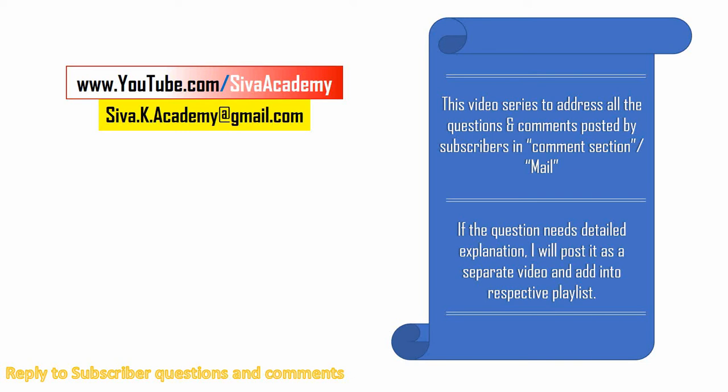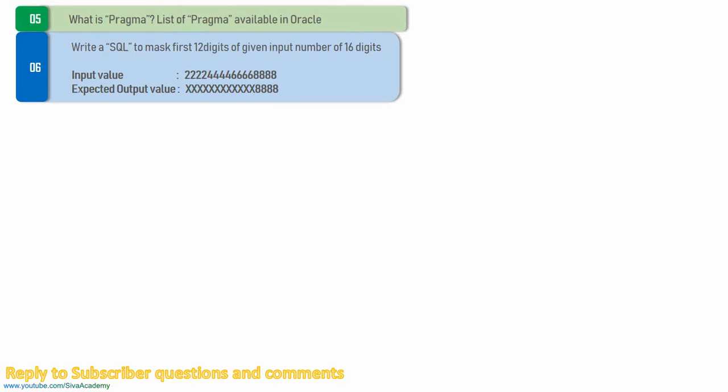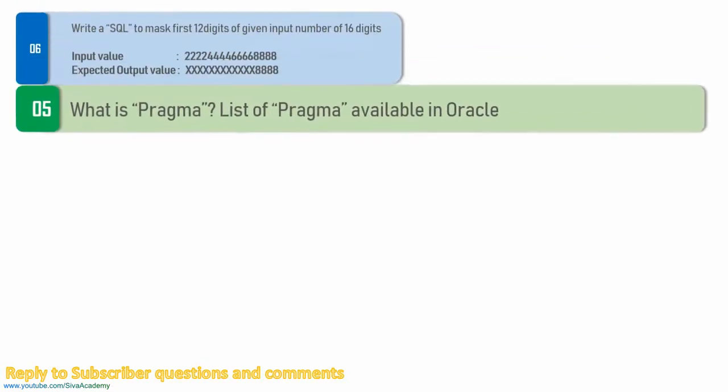So as a continuation of that, in this video, we'll see two interesting questions. The first question is, what is pragma and what is the list of pragmas available in Oracle? And the second is a practical question: how to mask certain characters in a number field. Okay, so let us start with our first question: what is pragma?